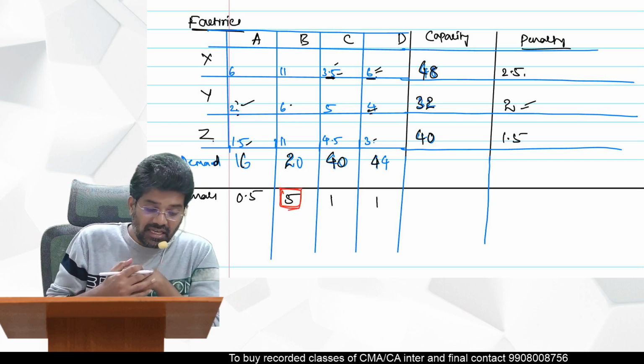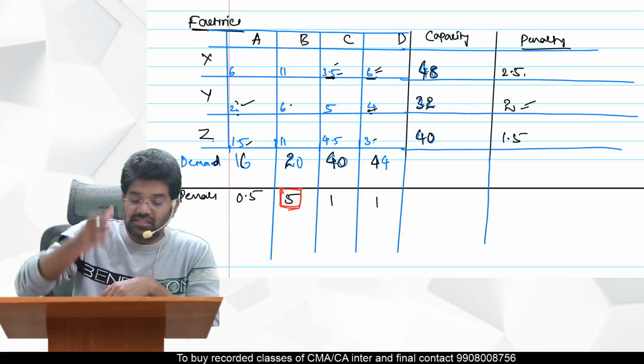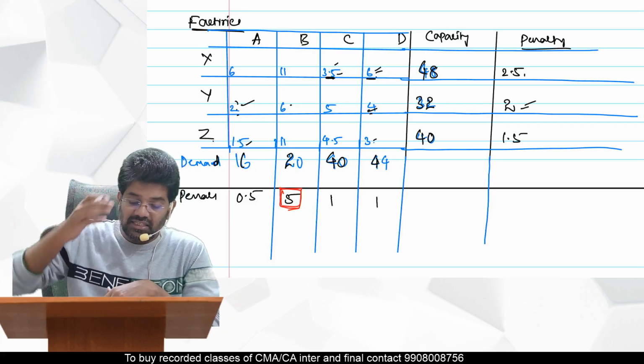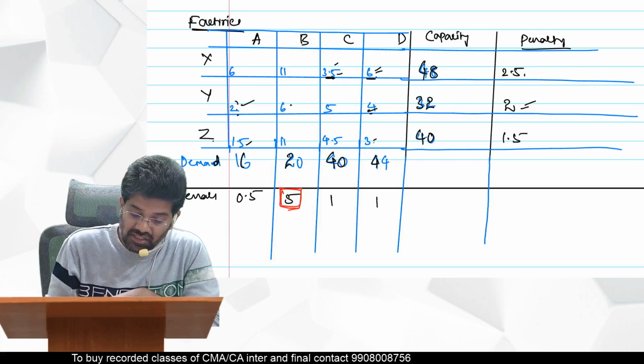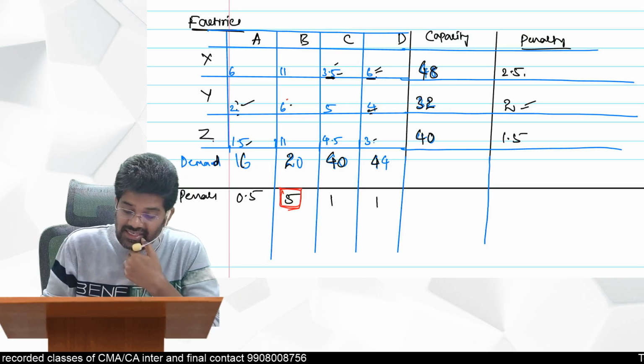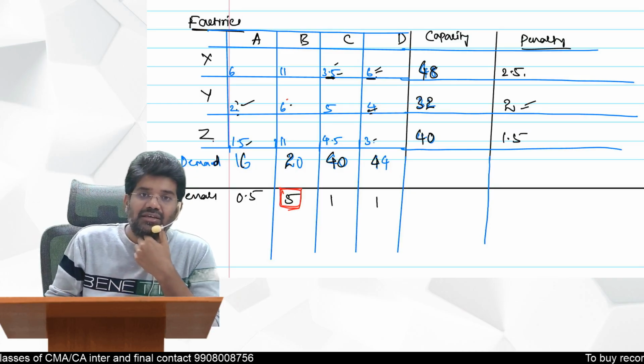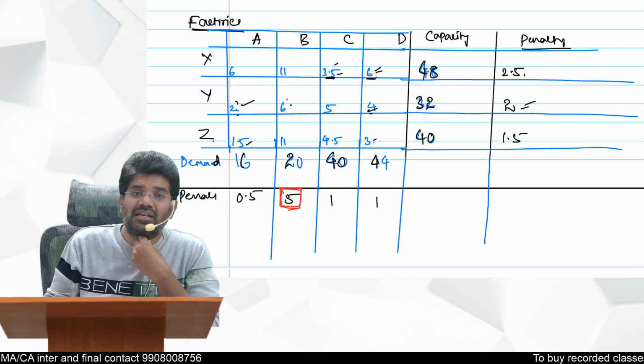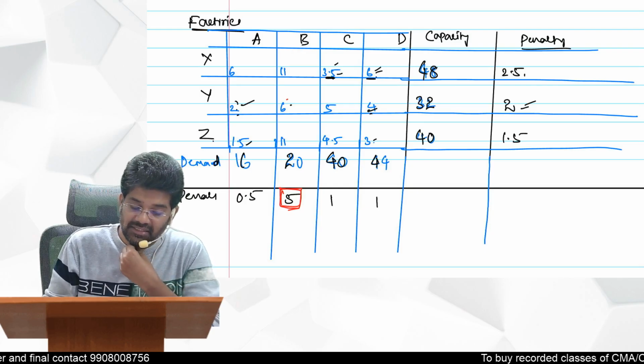In this column, select the least cost here. What is the least cost? 6. What is the least cost here? 6. So here you allocate the maximum quantity. Allocate the maximum possible quantity.